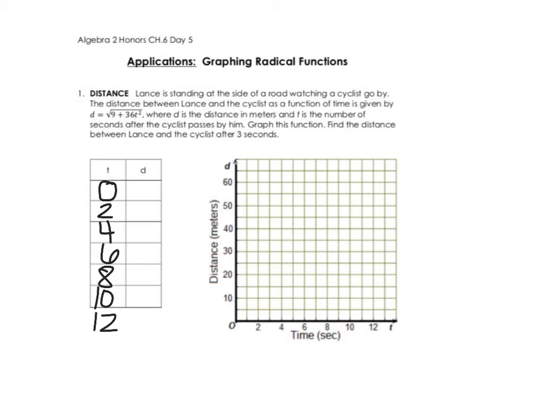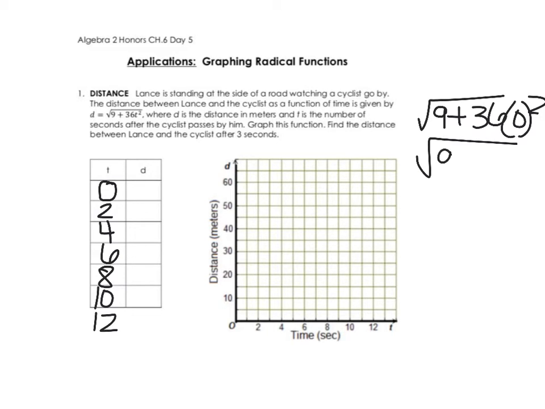So what we would do is plug in 0 for t. So we would say the square root of 9 plus 36 times 0 squared. All right, and you can plug this into your calculator, right? So you don't have to do all these steps. So 9 plus 36 times 0 is just 0. Square root of 9 is 3. So the distance would be 3 meters after 0 seconds.